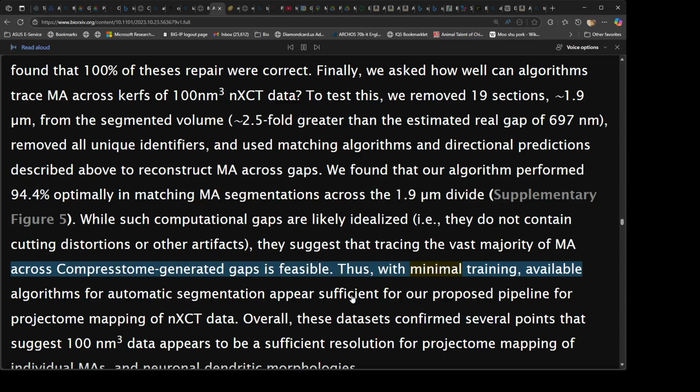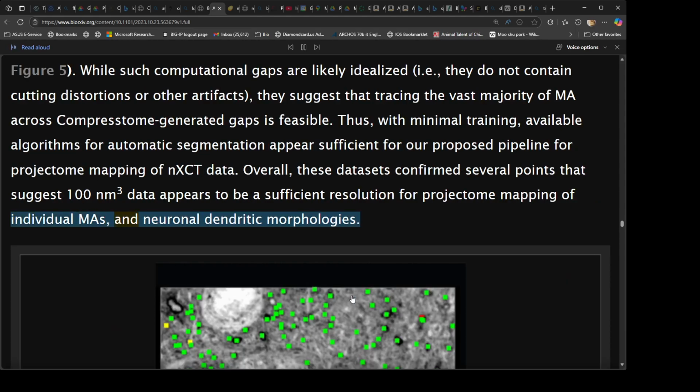Thus, with minimal training, available algorithms for automatic segmentation appear sufficient for our proposed pipeline for projectome mapping of NXCT data. Overall, these datasets confirmed several points that suggest 100 nm³ data appears to be a sufficient resolution for projectome mapping of individual MAs and neuronal dendritic morphologies.